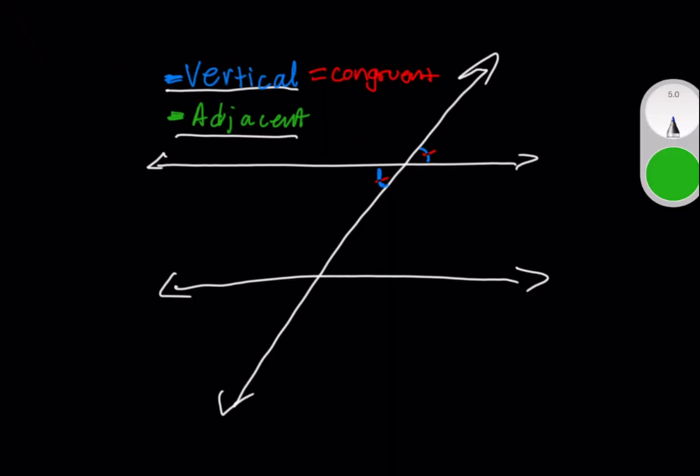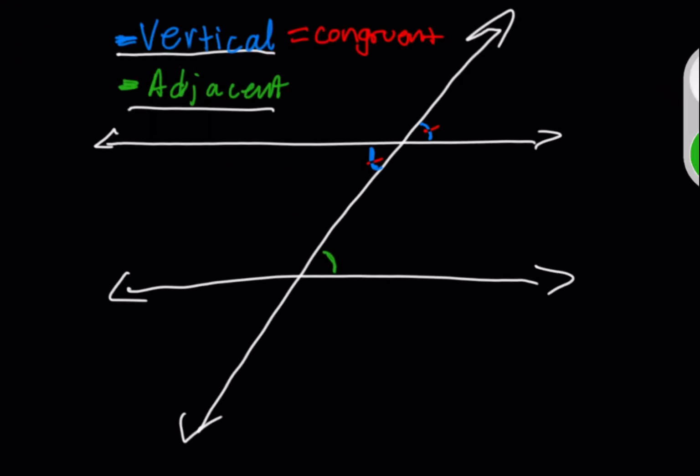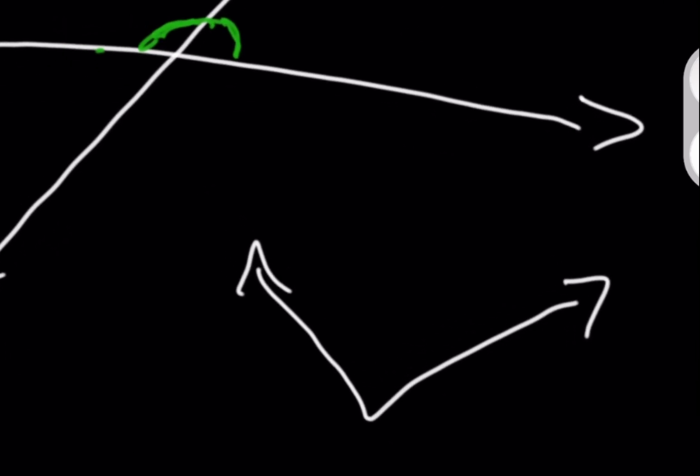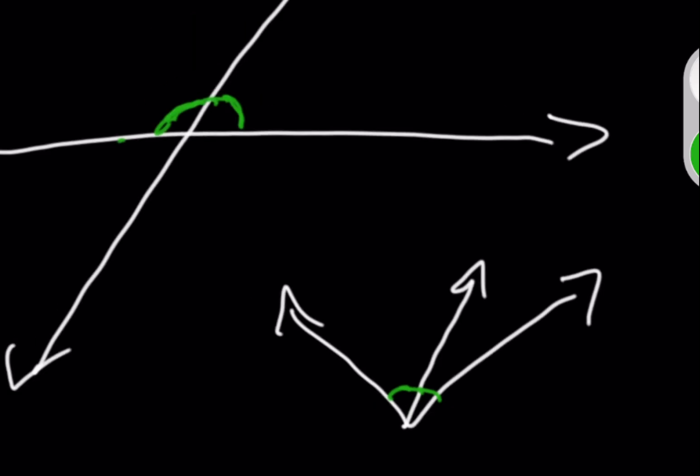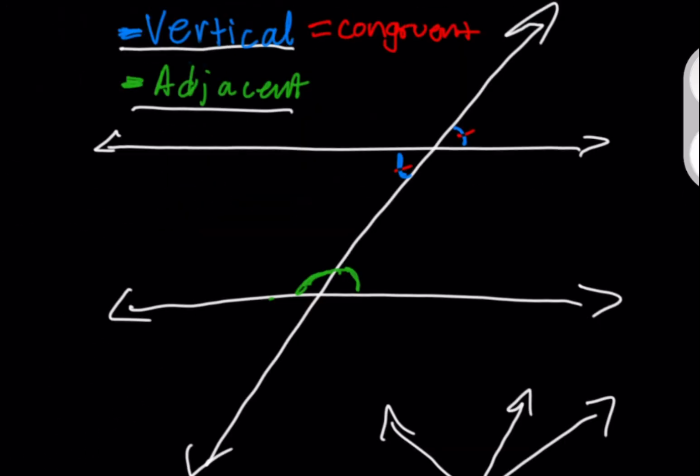Adjacent angles are angles next to each other. So we can say, for example, this angle down here with this angle, they're right next to each other, so they're adjacent. But adjacent angles can be any kind. Like we can have this. We don't know the measurement there, but the two angles inside are adjacent because they are right next to each other. That is what adjacent and vertical angles are.